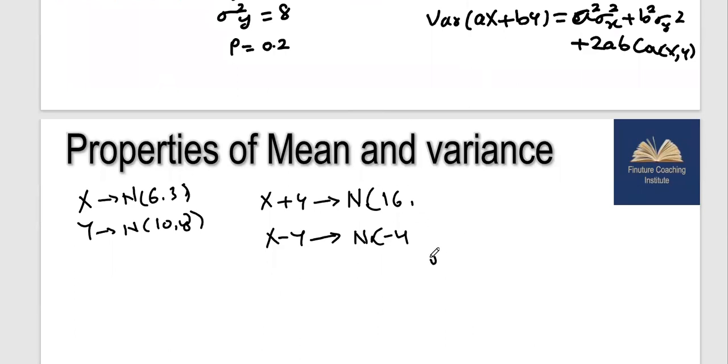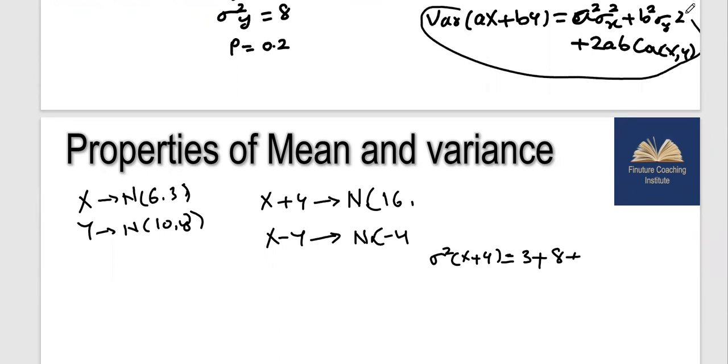So variance of x plus y would be equal to a is 1. So directly I will just write sigma square x, that is 3, plus sigma square y, that is 8. So I'm just using this formula to calculate the variance of x plus y and x minus y. And later on, it says 2ab. So 2 times a and b are 1.